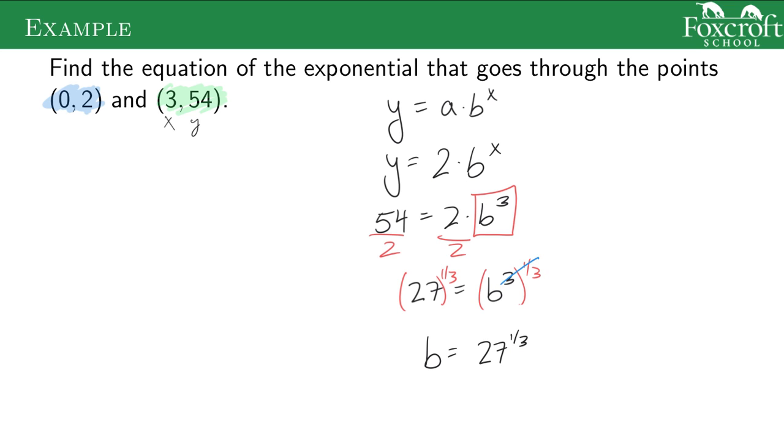But that's not a great answer because we have this fractional exponent. We also know that this 1/3 power is the same as the cube root of 27. That's something we learned early on in the unit. And the cube root of 27 is 3, because 3 times itself 3 times is 27. So my final answer is y equals 2 times 3 to the x. That is the equation for this exponential.